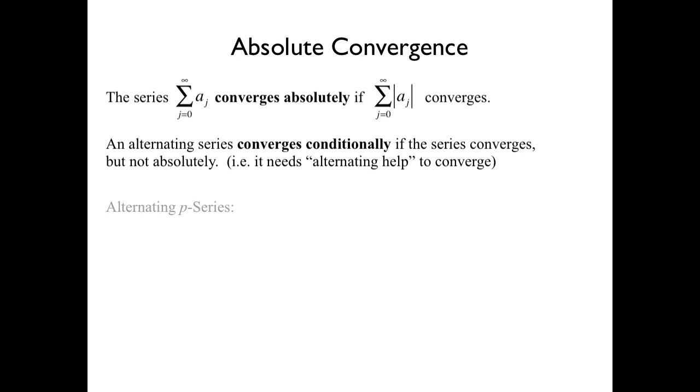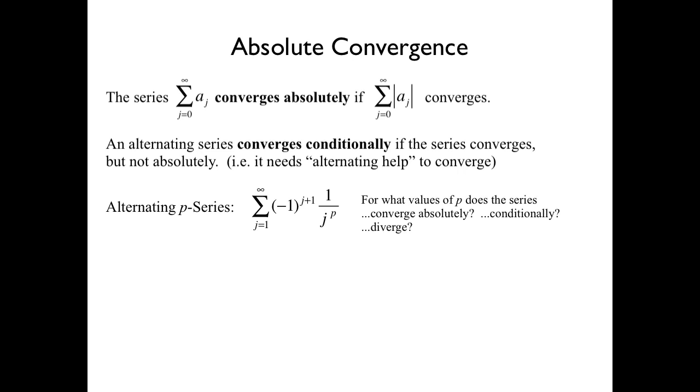All right, so let's talk about alternating P series. An alternating P series would be, we take our standard P series, and we make it alternate. Here I use (-1)^(j+1) for our alternating term. You guys asked about that. So for what values of P does the series converge absolutely? Meaning, take away the alternating effect and it still converges. So for what values of P will it converge absolutely?